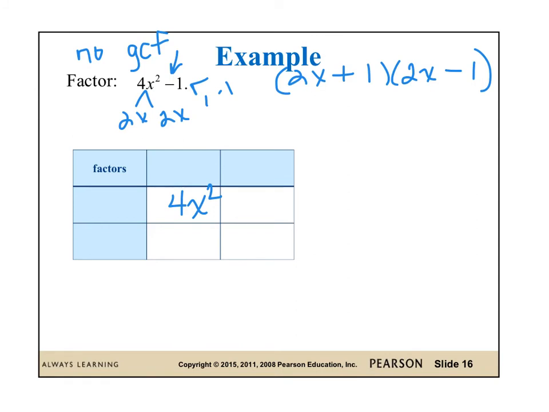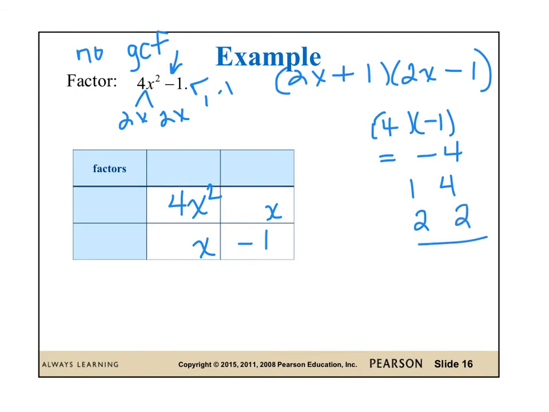4x squared, negative 1, you know that there's an x in each of these. 4 times negative 1 is equal to negative 4. So you know you're going to have different signs. Your factors of 4 are 1 and 4, 2 and 2. And once we have repeats, we know that we're done. We know the signs are going to be different.